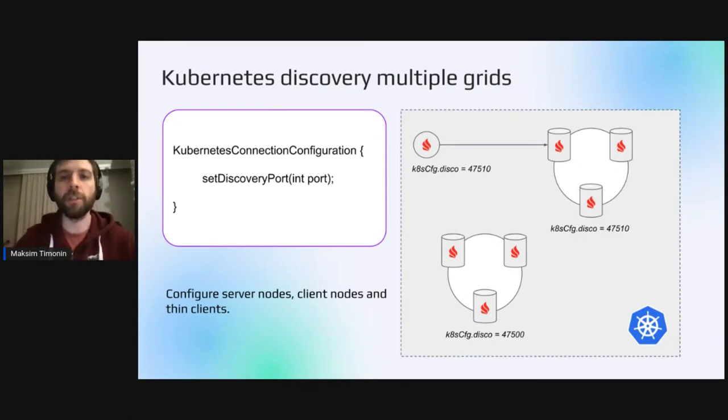Another interesting thing that was added in Apache Ignite is the opportunity to configure multiple grids within the same Kubernetes network environment. For example, you want to have two separate Ignite grids, and usually you can do it with different discovery ports. For example, you have one cluster that runs on port 47500 and another on 47510. Now it's also possible to do it within a Kubernetes environment. Kubernetes connection configurations now have a new method, set discovery port, and you can configure server grids, client nodes, and the thin client with these new configurations and make it work in a single Kubernetes network environment.